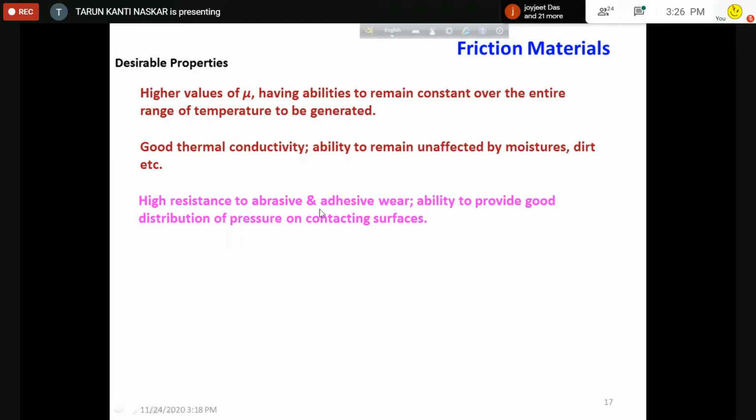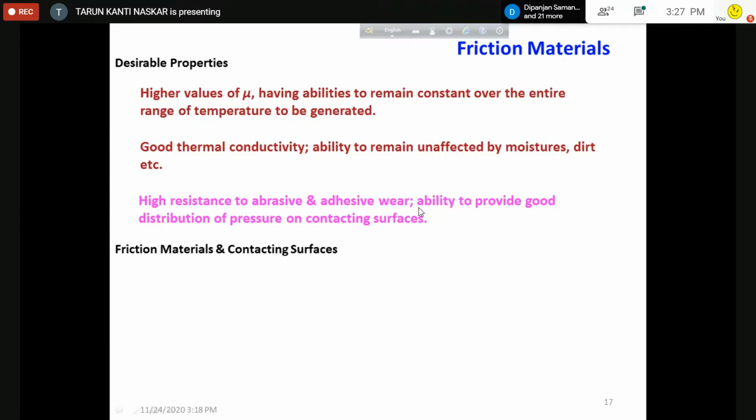High resistance to abrasive and adhesive wear. So there must be some wear. If it is resistant to abrasive and adhesive wear, then obviously there will be less wear and higher life of the clutch. Ability to provide good distribution of pressure on contacting surfaces. So the ability for distribution of pressure should be there. Okay.